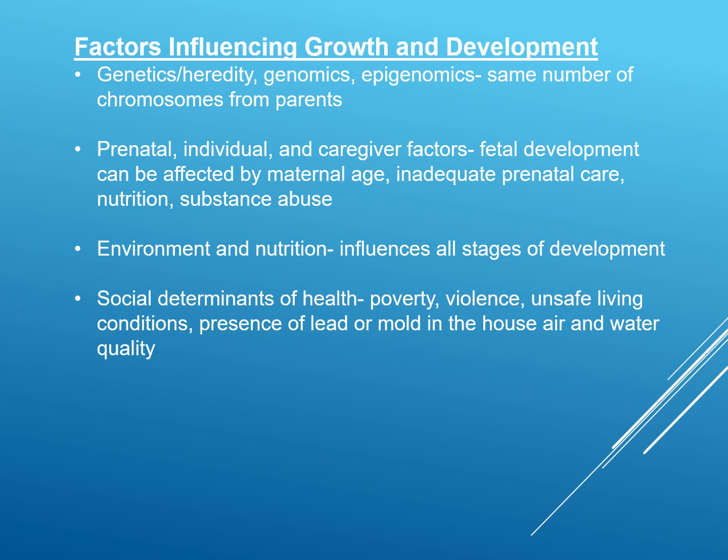Social determinants of health include poverty, violence, unsafe living conditions, presence of lead or mold in a house, the quality of the air they're breathing, and the water that they're drinking and using on a regular basis. These all fall under social determinants of health, and these can also impact the growth and development of a person or a child, but not only a child. So know all these factors that influence growth and development.